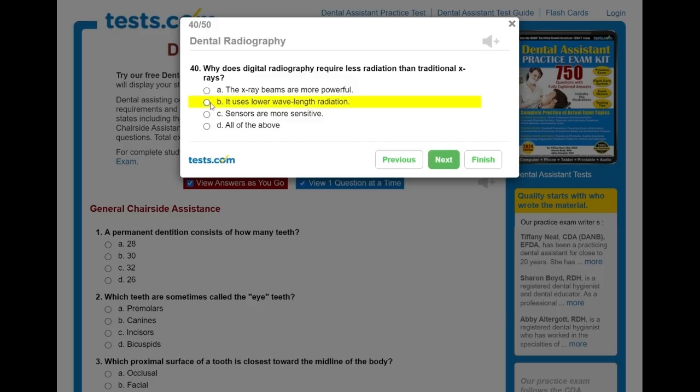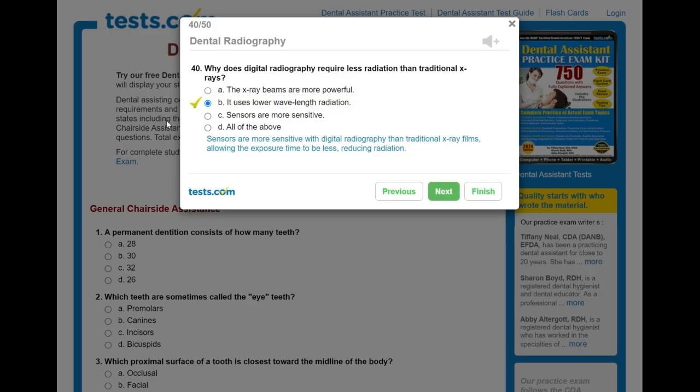B. It uses lower wavelength radiation. Sensors are more sensitive with digital radiography than traditional X-ray films, allowing the exposure time to be less, reducing radiation.